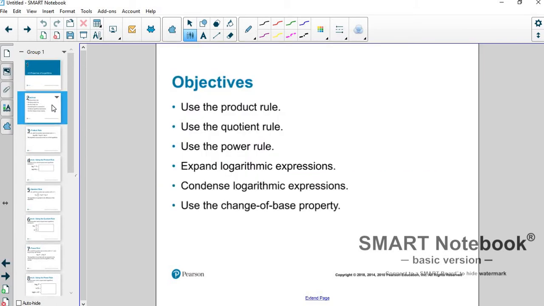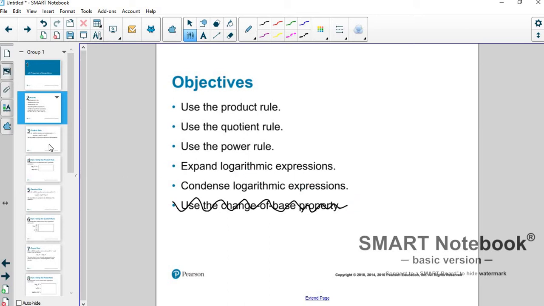So we've got three rules: product, quotient, and power rule. We're going to practice those by expanding logarithmic expressions and also condensing them. And then we're not going to worry about the change of base property. Most students have a base thing on their calculator as it is. And if you don't, then you'll be able to get away with using the base of 10 or the base of e for application problems in the future. So we're not going to worry about that.